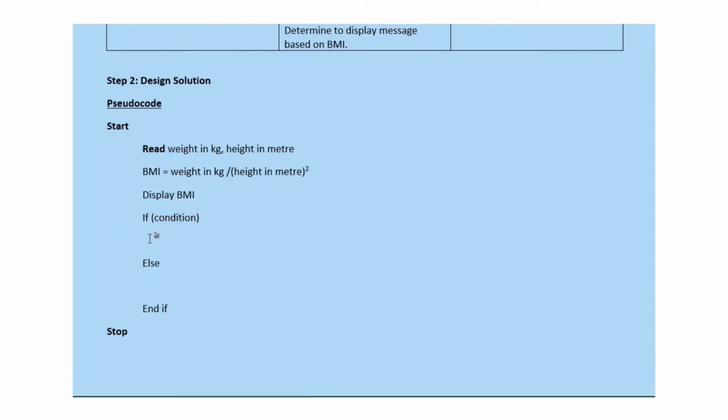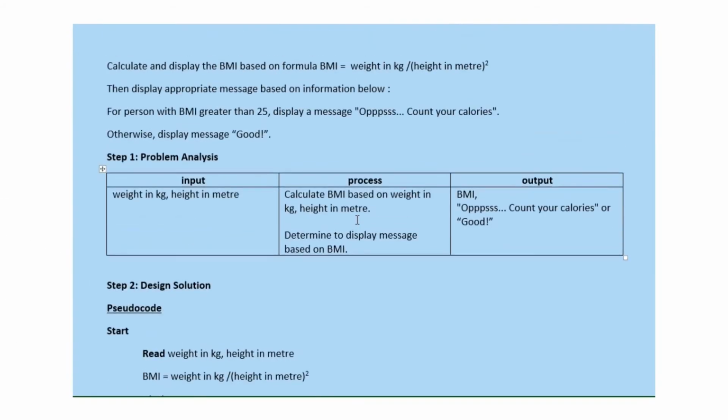This part is the statement for when this condition is true. This one is the sentence if the condition is false. Take a look back at the question. The question said that after you have calculated and displayed the BMI, then display the appropriate message based on the information below. For a person with BMI greater than 25, so this is your condition, it will display the message, oops, count your calories.